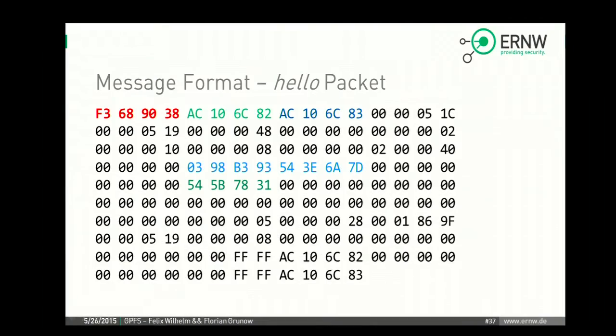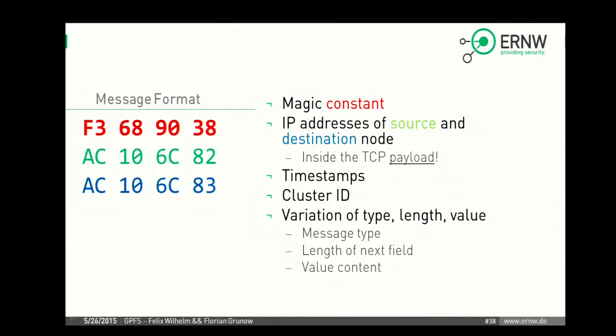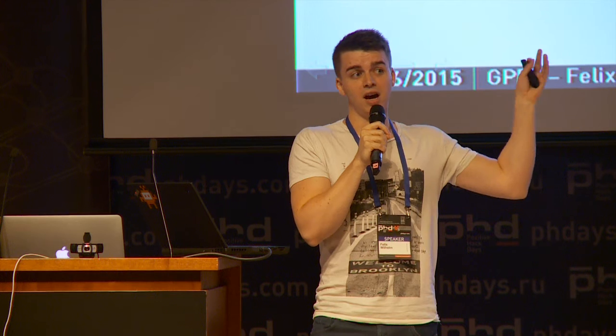So if we look at such a hello packet, we have some highlighted stuff. And if some of you are fluent in reading hex, then you probably already recognize the green and the blue one, which are basically IP addresses. They are the IP address of the source and of the destination node that are communicating with each other. And the interesting thing is, this is not in the IP header, this is inside the TCP payload. So you specify the IP address inside the TCP payload again.